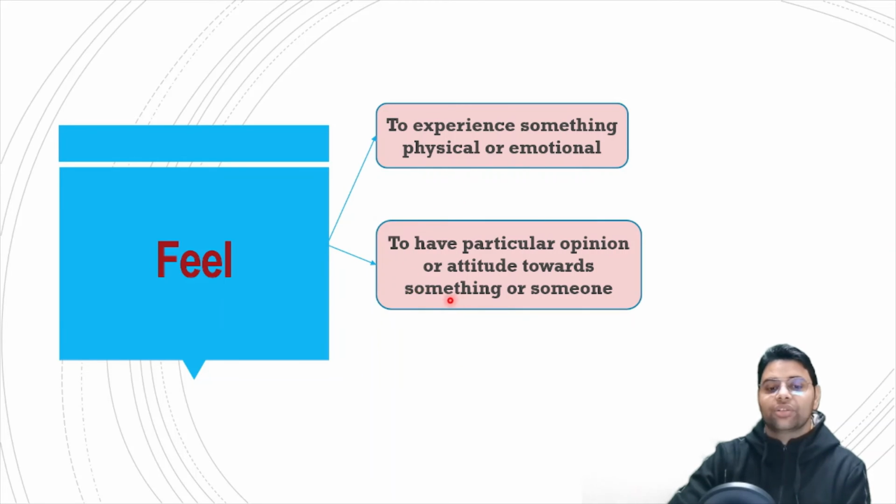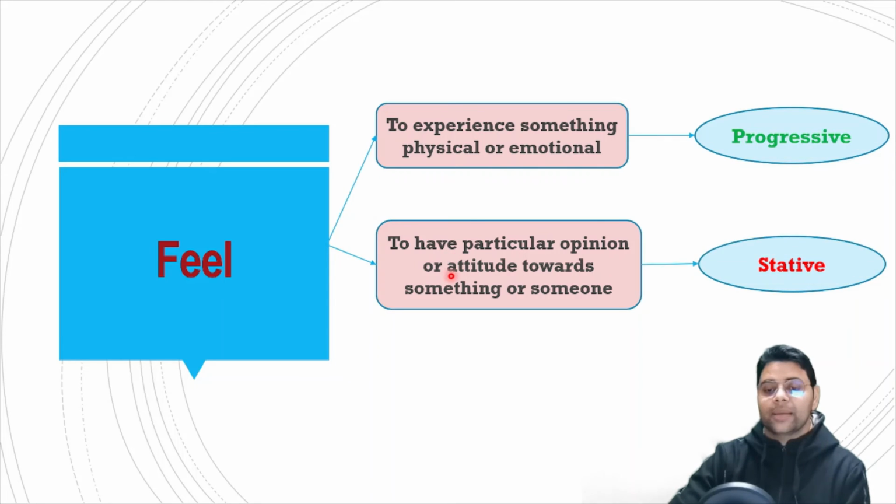Another meaning is to have a particular opinion or attitude towards something or someone. You can say it is expressing the perception of someone towards somebody or something. When we talk about the experience of something physical or emotional, it is progressive, but when it talks about perception, it is stative. So let's have some examples.